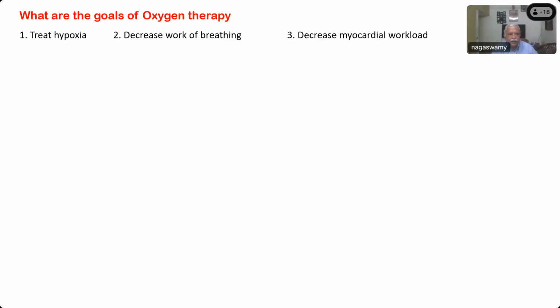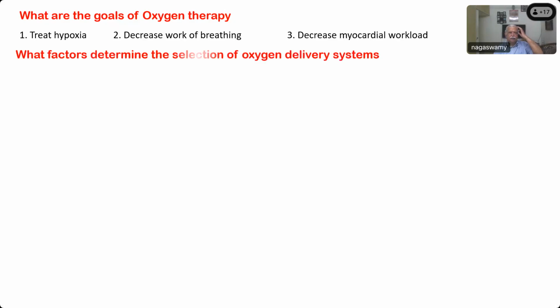Right. To increase the oxygen supply and decrease the demands: treat hypoxia, decrease myocardial workload. These are the three important things. Treat hypoxia, decrease work of breathing, decrease myocardial workload. Because the myocardium has to work more if your patient is hypoxic, so you are decreasing that. And the respiratory system has to work more to deliver more oxygen. So these two systems will be affected. That is the reason why oxygen therapy helps in decreasing these two.